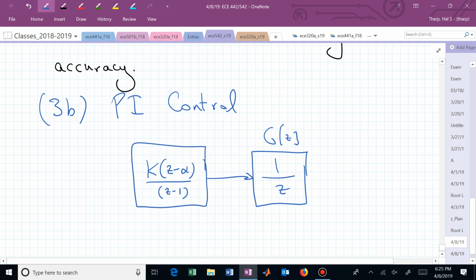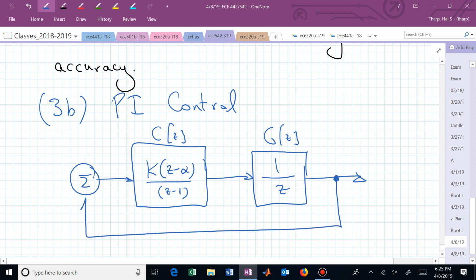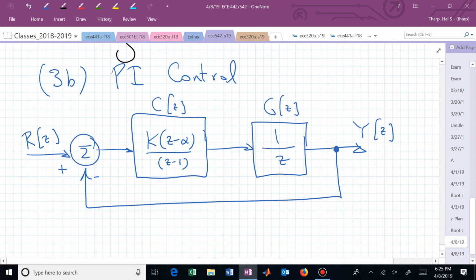There's our PI controller. And we now just connect it up in the conventional manner. Here's our reference input. Here's our output Y. Do you see? All I had to say was PI control, and boom, I can immediately put that structure into my controller transfer function block. I have two adjustable parameters now. I have a K and an alpha.